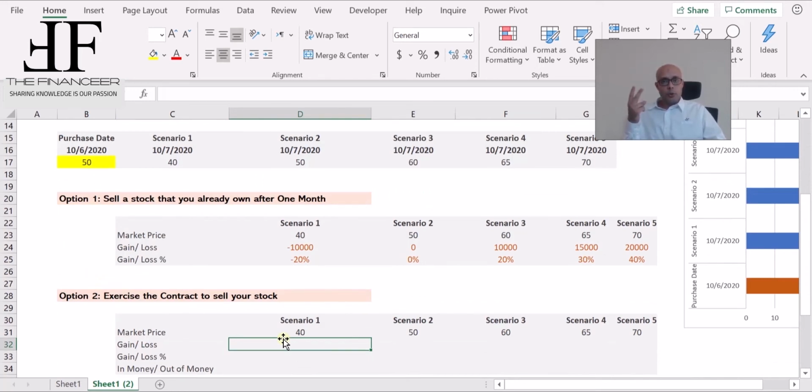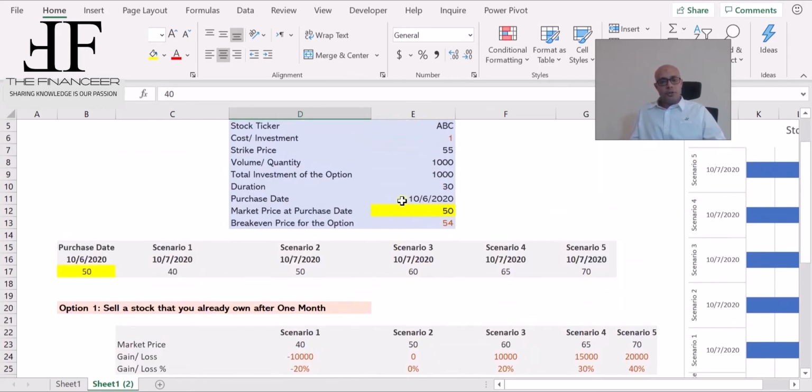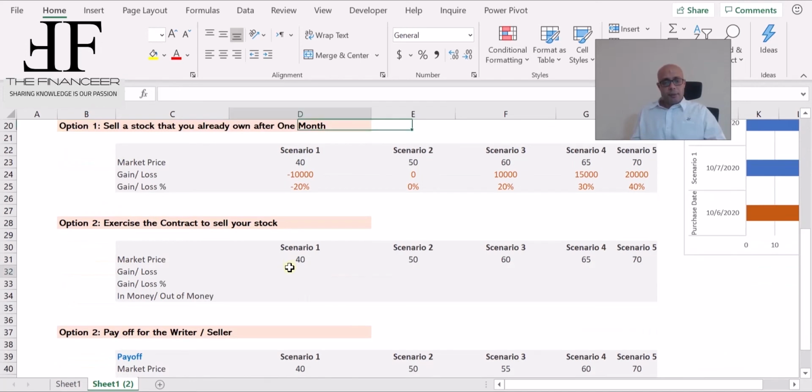Now, if you have the stock in your hand and you have two options: to sell in the market and get $40, or to sell and exercise the option and get 55. Which one is more beneficial for you and much better for you? Definitely exercising the option and getting $55 is much better than selling in the market. So in this case, you have some gains. How much is the gain?